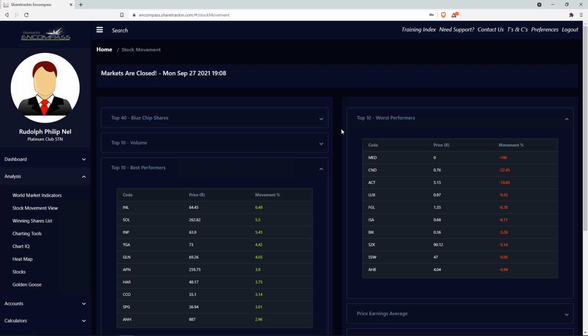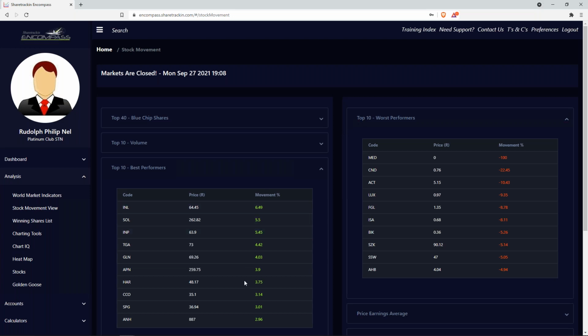So it actually went down from 1 cent to 0 cents. So that might be a delisting. So then we'll take that one just after that, which is CND. So it's 76 cents per share, so it went down by 22% for the day.